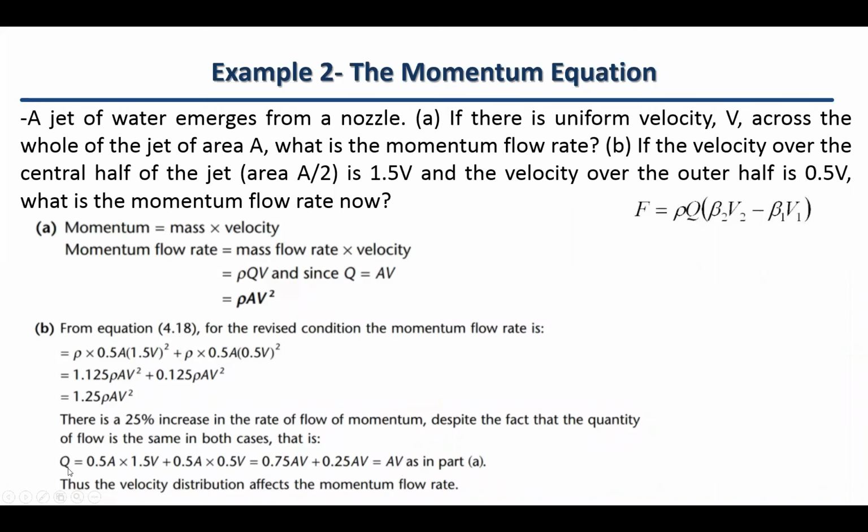So you can see here the flow discharge is exactly the same, or the quantity of the flow is the same. However, the momentum for the situation where we have this uneven, non-uniform distribution is 25% higher than section A. Okay, that's another example for the momentum.